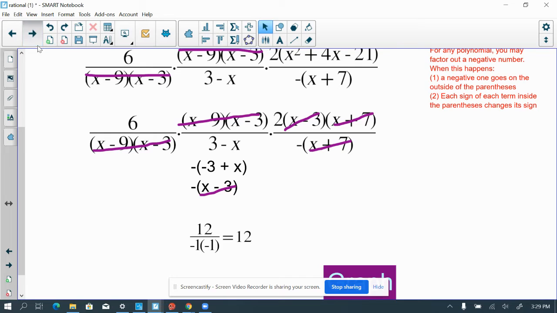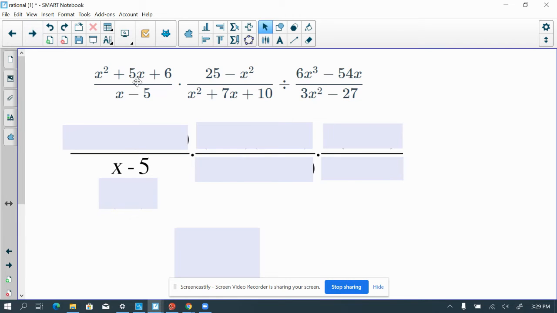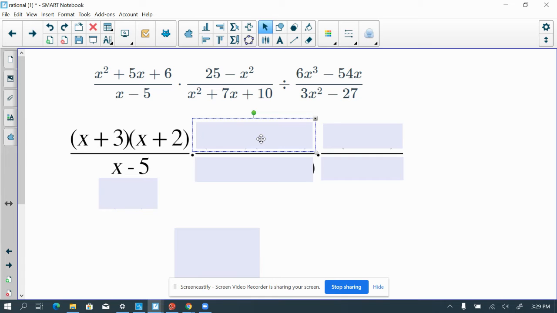All right, one more example. A fraction times a fraction divided by a fraction. Factor, factor, factor, factor, factor. This factors into x plus 3, x plus 2. This, I want you to think of what this factors into, because a lot of people make a mistake. This is a difference of squares. So it's going to be 5 times x times 5 plus x.